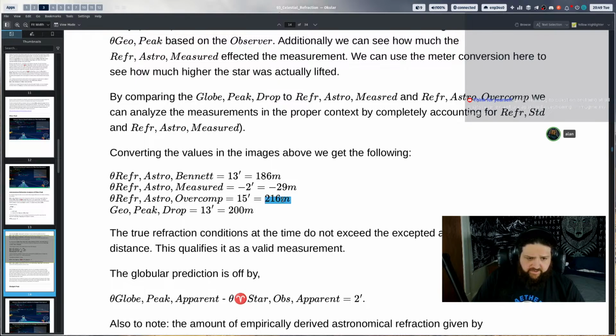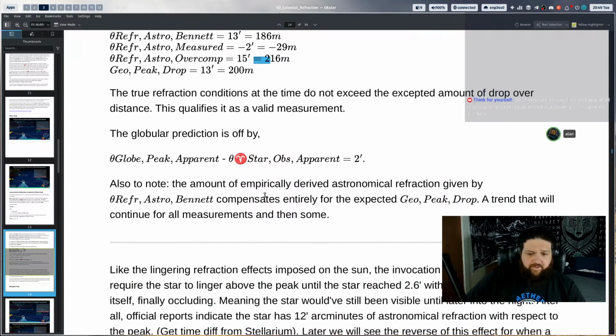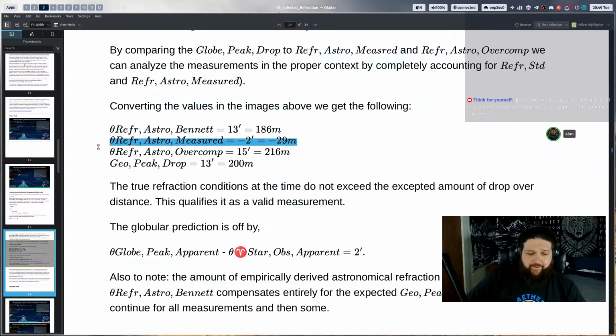And that refraction over compensation difference, when we add the two together or subtract the two, we get 216 meters in actual overcompensation for what they predicted. So they completely overshadowed the amount of drop over distance. But in this scenario, what we notice is that the actual measured refraction amount doesn't exceed the amount of drop over distance.